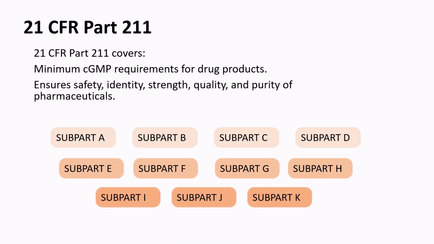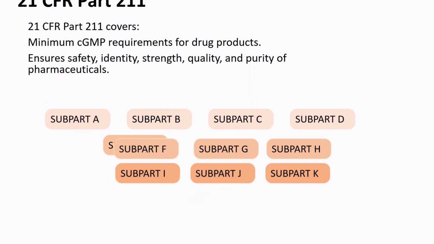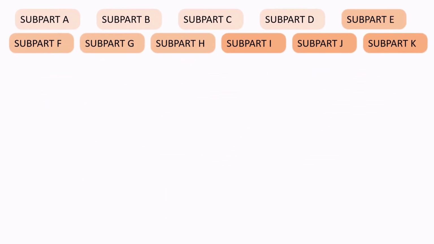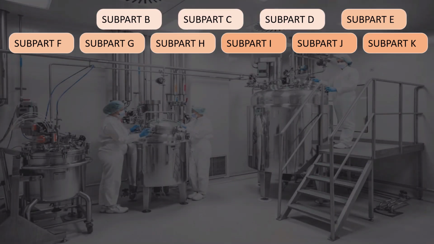It specifies the minimum cGMP requirements for preparation, processing, and packaging of drug products. Part 211 covers all aspects of production, from employee qualifications to product testing, packaging, and distribution. These regulations are designed to ensure that pharmaceuticals meet quality standards and are safe for human use.